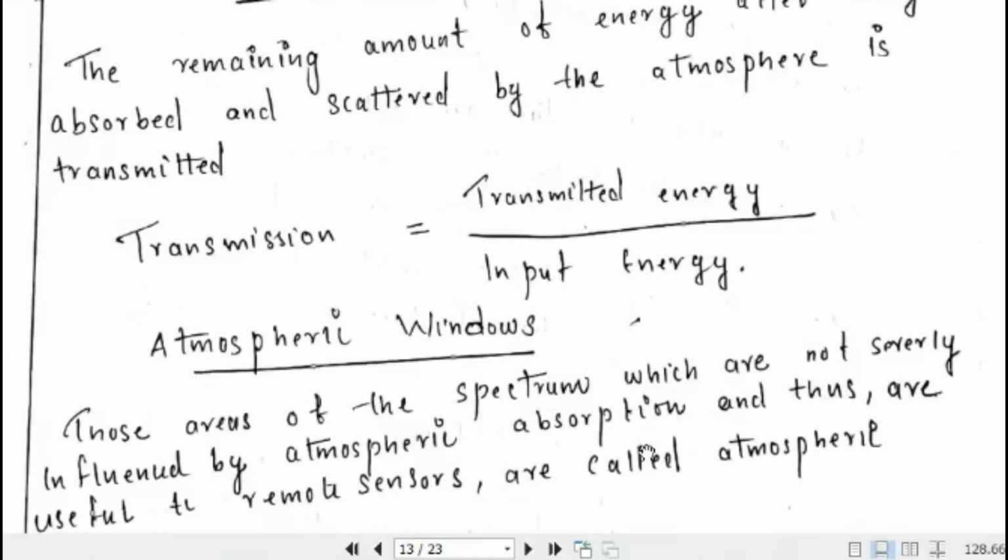After the scattering and absorption, there will be some part of the light which comes directly to the Earth's surface without any disturbance. That part of the light energy is called transmitted light. So, how to calculate the transmission? A very simple empirical expression is shown here. Transmission is equal to transmitted energy divided by input energy. From the input energy, how much is directly transferred to the Earth's surface, that is the transmitted energy. If we do this, we will get the transmission.